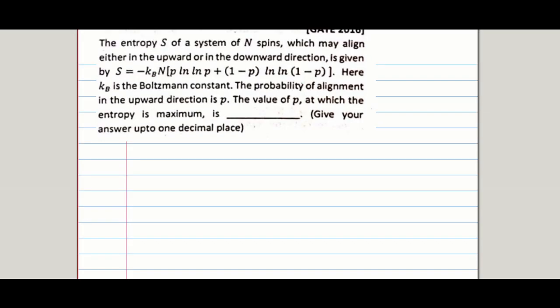The entropy S of a system of N spins which may align either in upward or downward direction is given by this. Here Kb is the Boltzmann constant. The probability of alignment in the upward direction is P. The value of P at which the entropy is maximum. So we'll just do del S by del P is 0. This is the condition for maximum. This is the condition for extrema. In this case, we will get a maxima only.